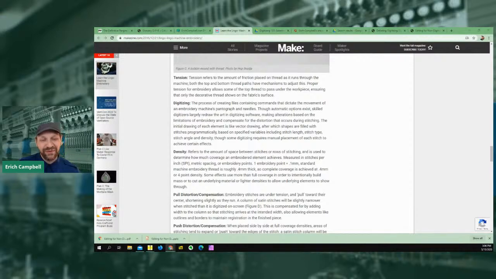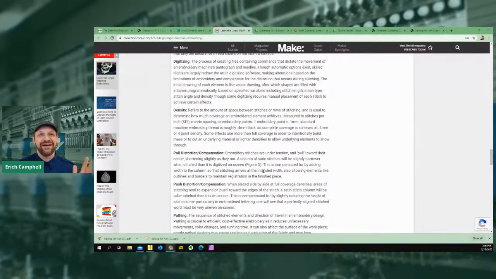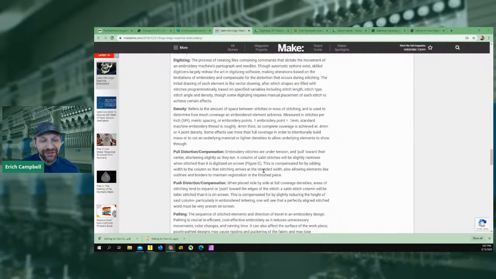Pull distortion and pull compensation. We know pull and push. We know that stitches, like I said, since the beginning of embroidery, or since the beginning of interlock sewing, are going to get narrower or shorter in length. And as you stack them together, they're going to stack on top of each other and push to the outside edges. So if we have a satin stitch column, like a capital sans serif letter I, we know that it's going to get taller and narrower. That's push and pull.